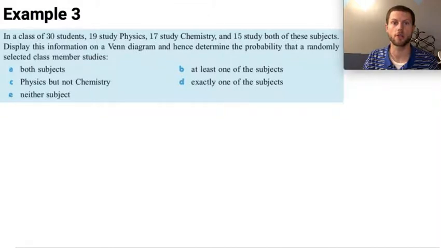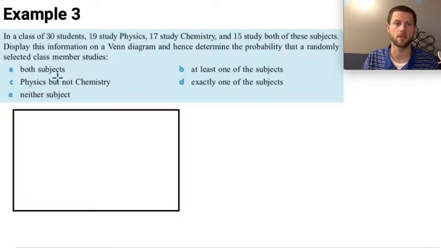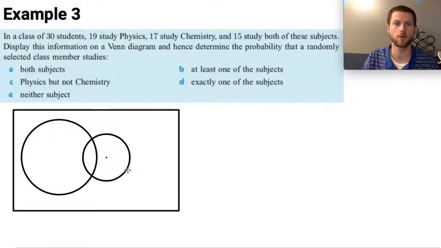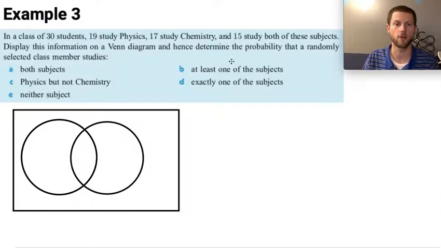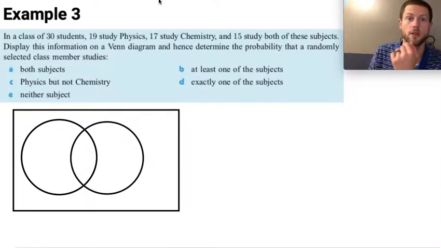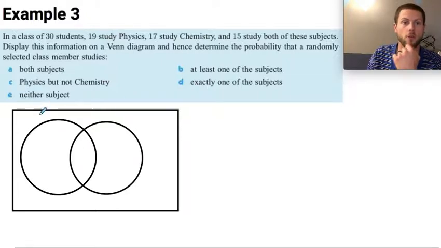So let's start off by drawing ourselves a Venn diagram. I'm going to begin with my sample space. That's the entire class, and there should be 30 people in that class. And I've got one circle here, and I've got one circle here. That's pretty good. And let's start to label stuff. The entire sample space is the class. The first circle, let's say that is the physics students, so that'll be P. And then let's say the next circle is C for chemistry.